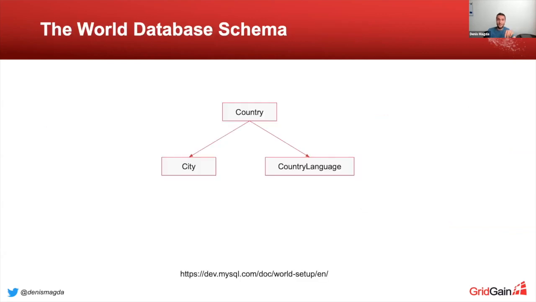In my presentation today, I will be using the world database schema. That's actually the one that is created for MySQL database, and I adapted it for the SQL syntax of Ignite. So I will have a country table, all the countries of the world. We have a city table. Every city is located in one of the countries. I'm not using the table country language, but it exists. It tracks all the languages every country speaks.